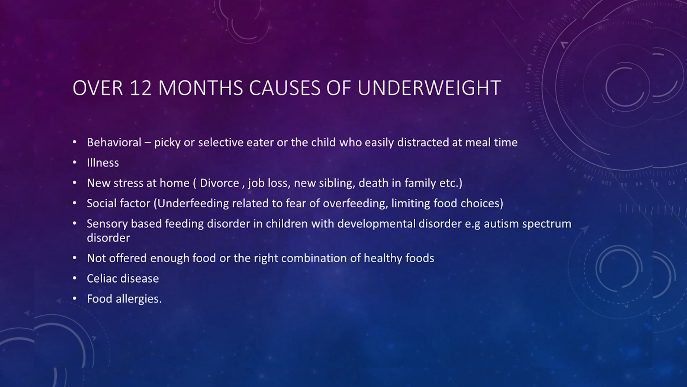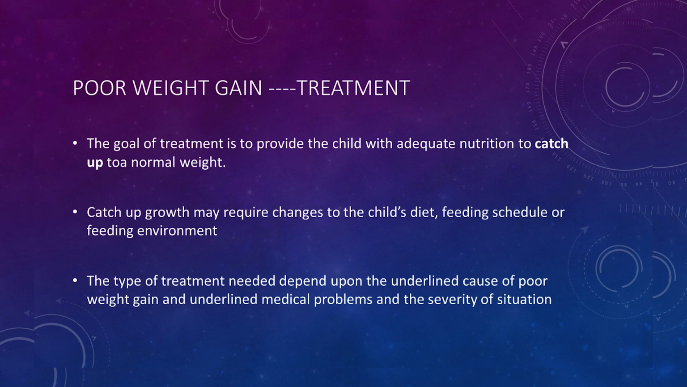observed in these children. So, regarding treatment of poor weight gain, the goal of the treatment is to provide the child with adequate nutrition to catch up to a normal weight. So, the main goal of treating this child is to provide adequate nutrition and a catch up to normal weight. By that, a child can reach the normal weight for his age and sex.